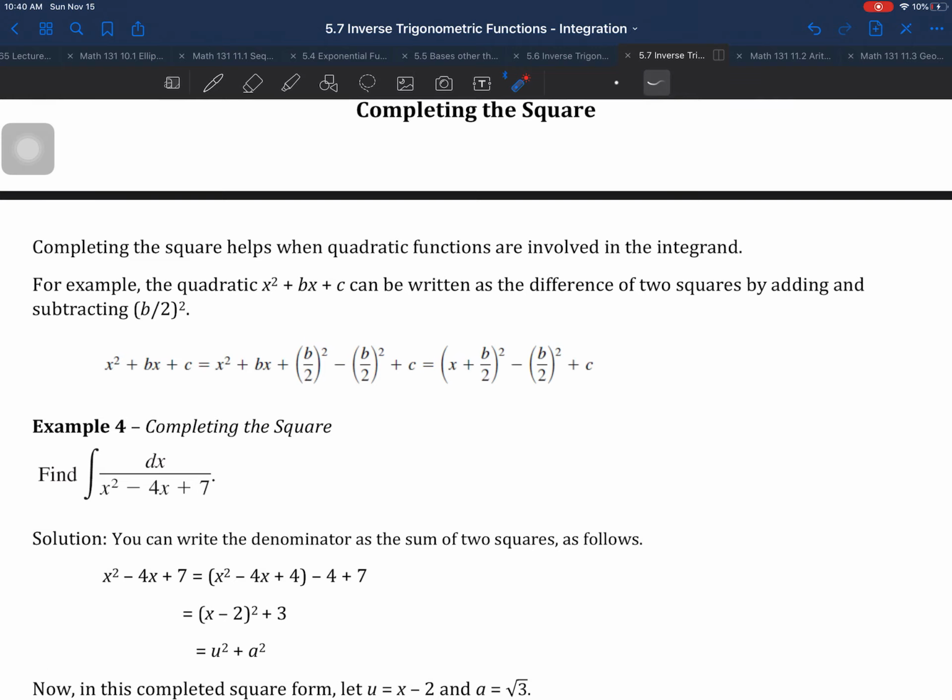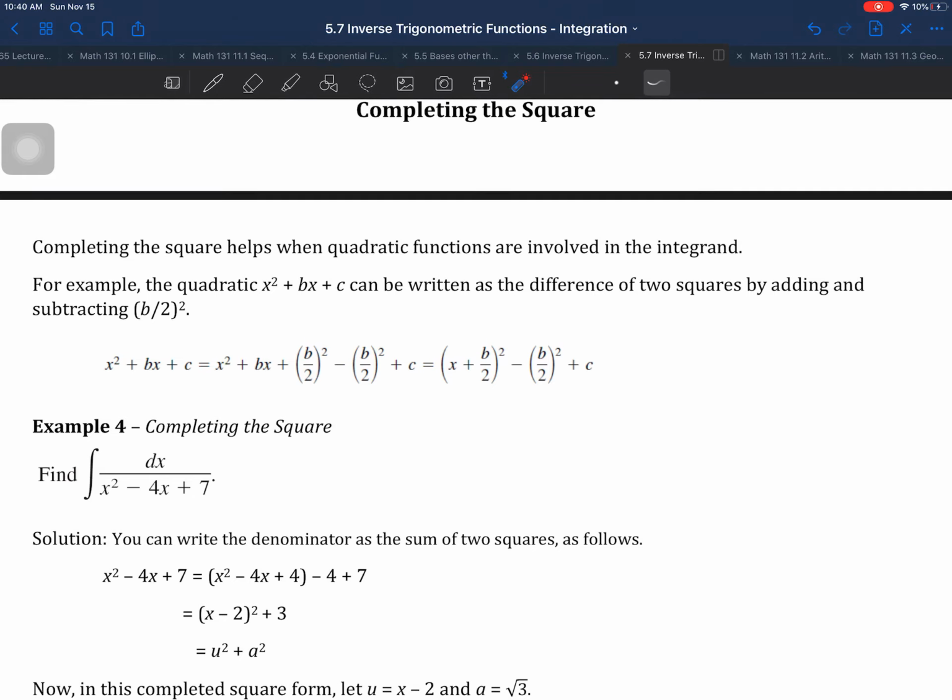All right. So we're going to continue with this. Sometimes it's not so obvious that you have to use one of these rules. So we have to find a way to manipulate the algebra so that we can actually use one of these rules. One of these techniques will be completing the square. Completing the square helps us when quadratic functions are involved in the integrand.